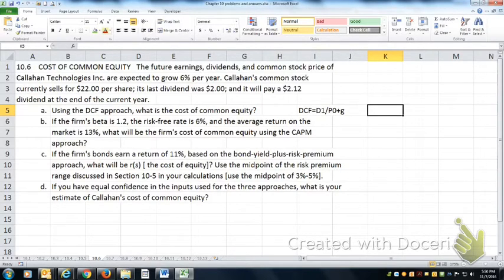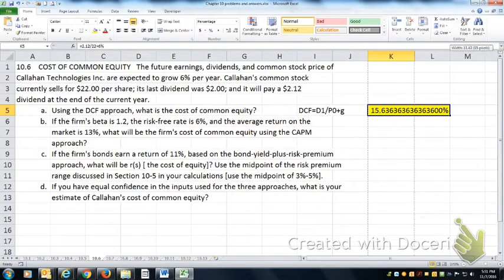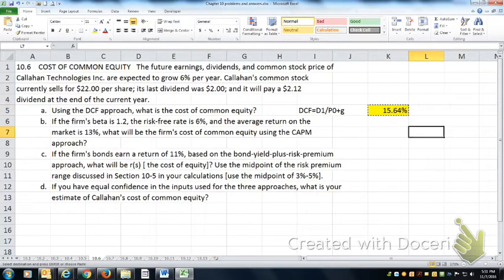So here, for part A, the rate of return would be 2.12, that's the dividend 1 year from now, divided by $22, which is the price of the common stock today, plus the long-term growth rate of 6%. And if I remove some of those decimal places, given that Excel still has that glitch where it'll add 15 decimal places to stuff, the estimate under the DCF, the discounted cash flow, is 15.64%.